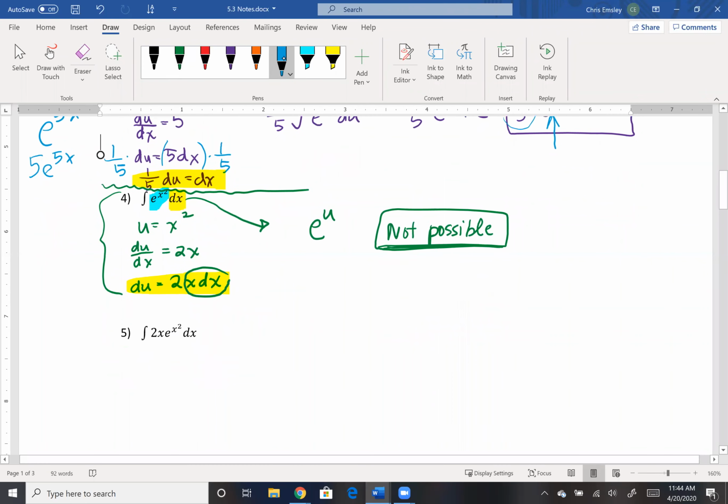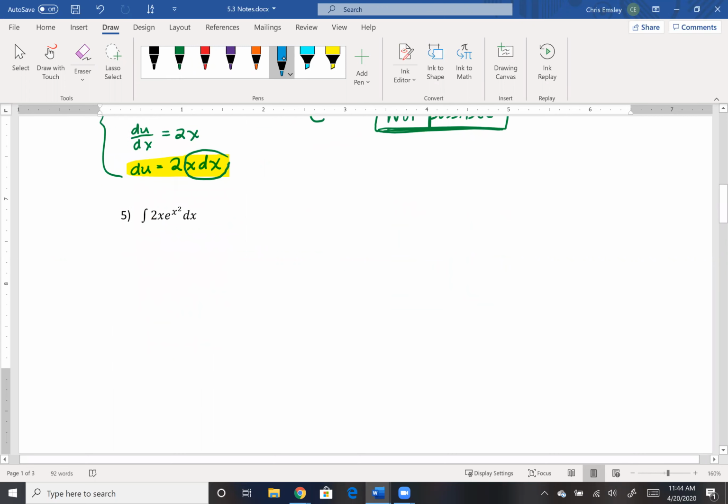Okay, next one. Here's another one. Now this, again, has e to the x squared. So again, we want to say u equals x squared, but you'll see we have something a little different going on here, because when we take the derivative, we get 2x, and we move that dx over.